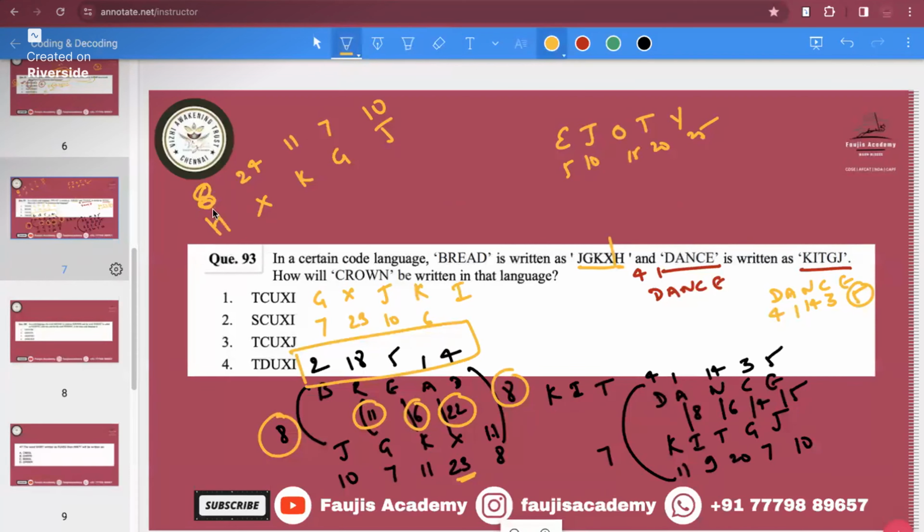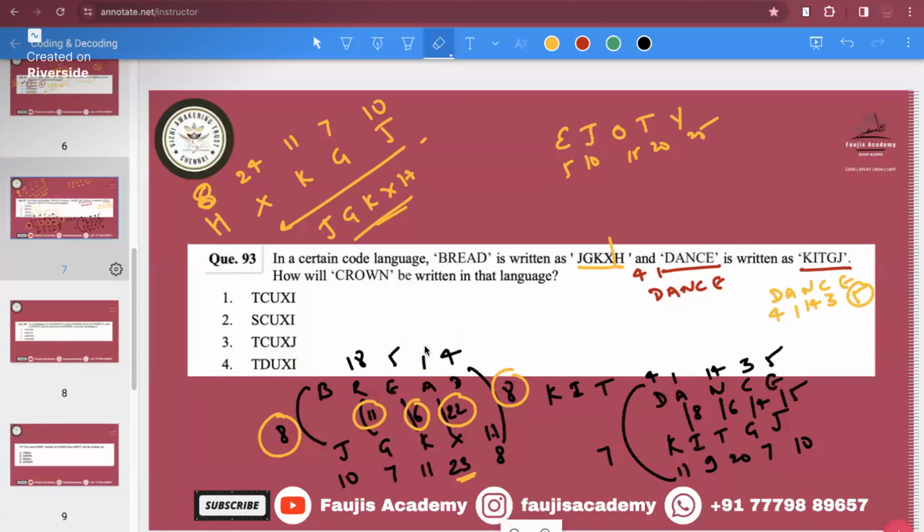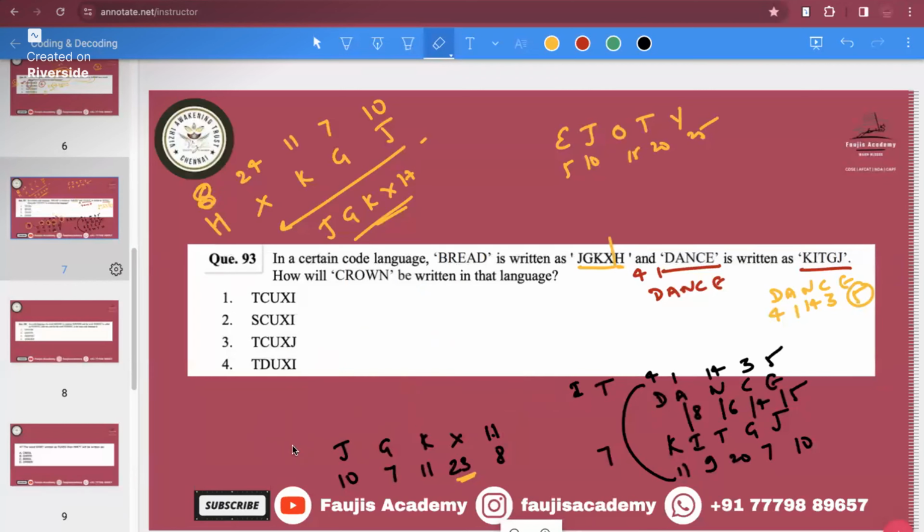Very good observation. Thank you so much. Yeah. So this again is jumbled in a reverse way, right? So it becomes J, G, K, X, H, right? Yes, sir. Thank you so much. I would not have been able to do this question without your help, for sure.